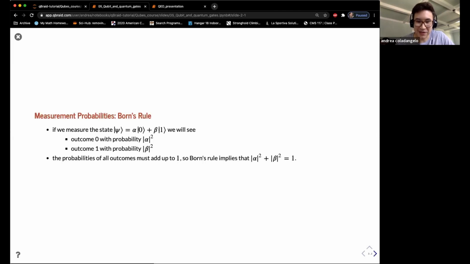To answer Miles, yes, it would be completely uniformly random if alpha and beta were 1 over square root 2 exactly.